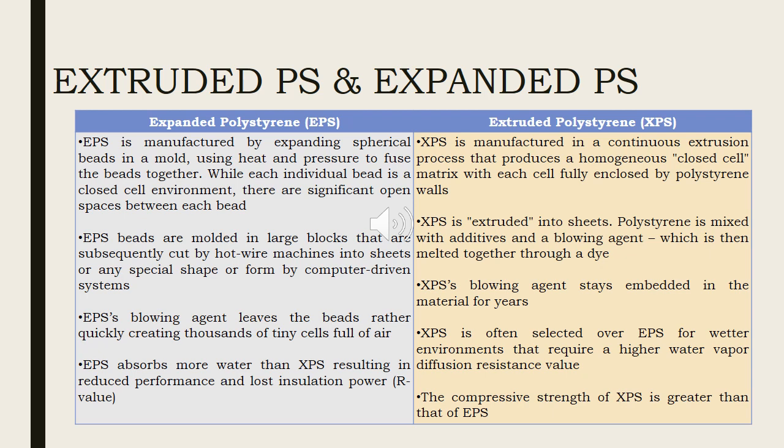Expanded polystyrene is molded into blocks which are then cut into desired shapes. Expanded polystyrene has many empty spaces or voids between foamed beads. It is because the blowing agent leaves the beads due to the molding process. On the other side, extruded polystyrene has no voids or empty spaces as the blowing agent is embedded in the material.